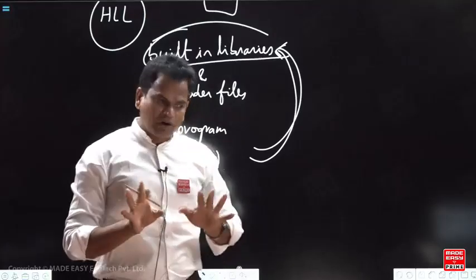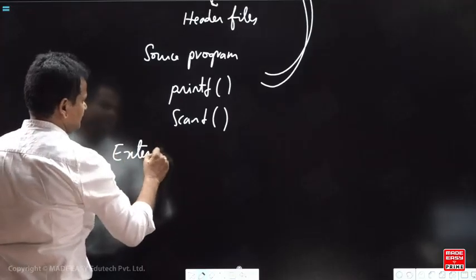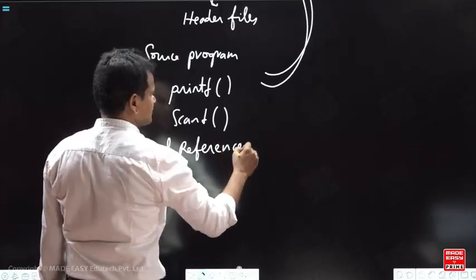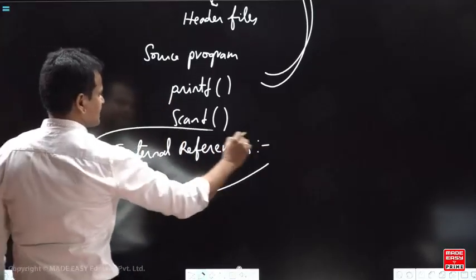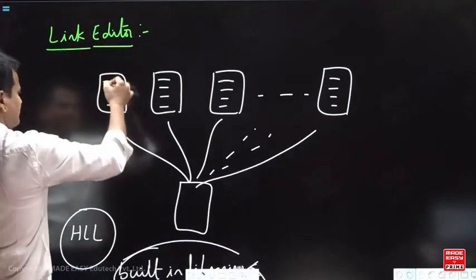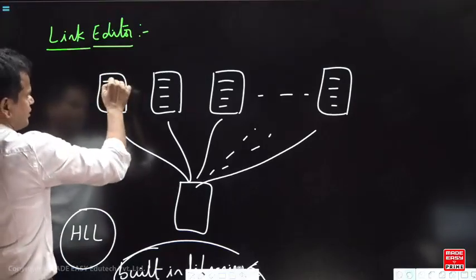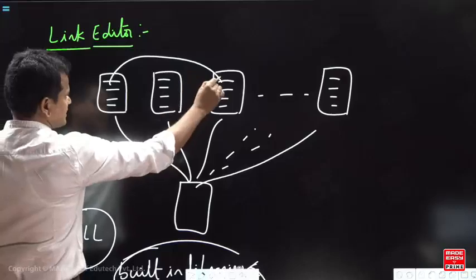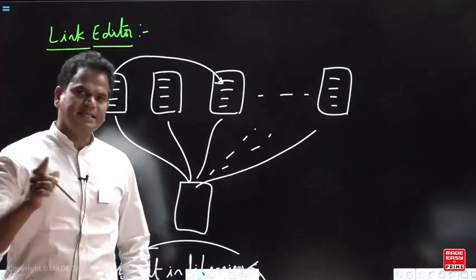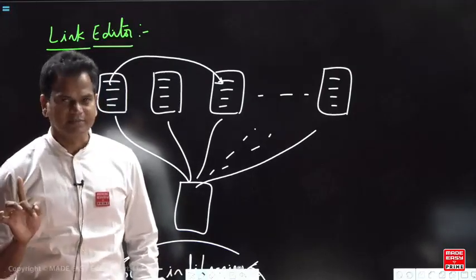Okay, and one more thing, the link editor also resolves the external references. What is this external reference? These are the small programs stored in different files. If code in one file refers to a location in another file, this is called an external reference. These external references are also resolved by the link editor. Okay, simple. So take the notes.